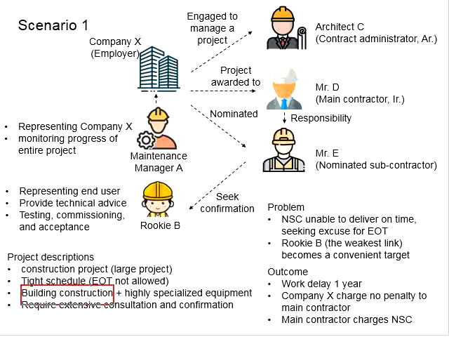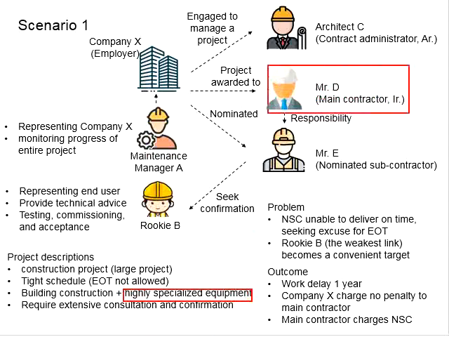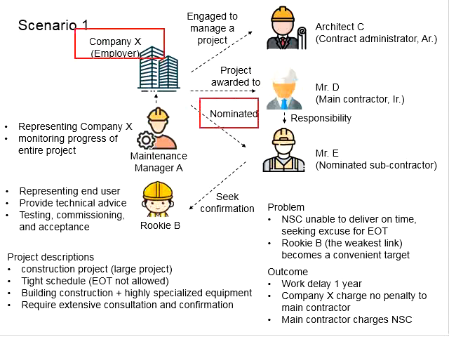Now this project involves building constructions, which are also equipped with highly specialized equipment. All this needs to come together after completion of the project. However, due to the highly specialized equipment, skills and knowledge, this part is beyond the capacity of contractors, and not many people can do it. That's why company X needs to nominate a nominated subcontractor to carry out the task here.